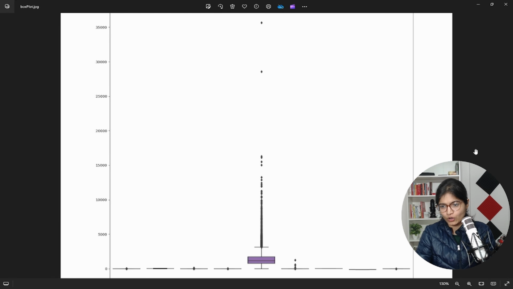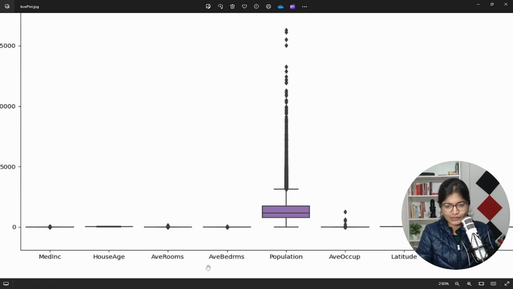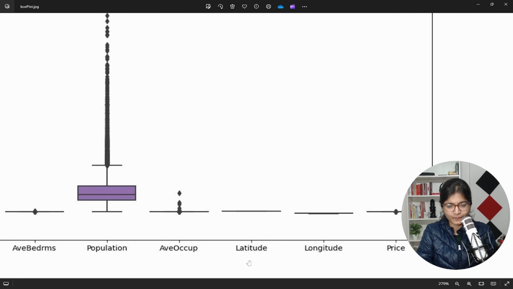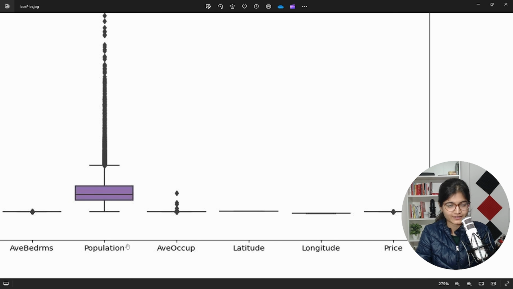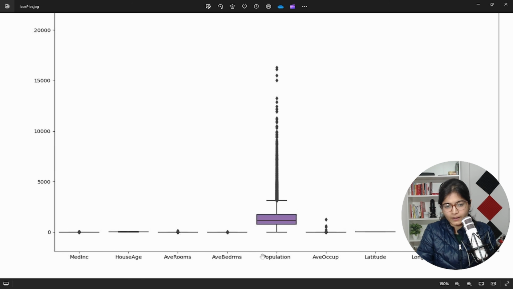Now here again, you will observe that we have MedInc, HouseAge, AveRooms on the x-axis. Population is there, average occupation is there, latitude is there, longitude is there, price is there. One thing you can observe very clearly here is that all the values apart from population lie in a range from 0 to maybe 500 maximum, I'm not sure, but the range is very, very small for every feature apart from population, and that creates a bias again, right?